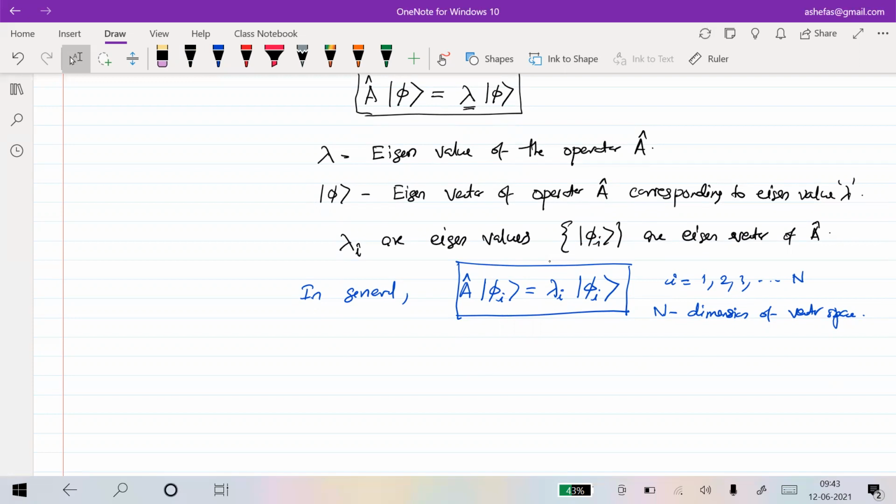Now we have to introduce a concept called degeneracy. It may happen that two different eigenvectors have the same eigenvalue. If that is the case, then we call that eigenvalue degenerate. Okay, so what we have specified now is the eigenvalues lambda 1, lambda 2, lambda 3, etc. up to lambda N, and corresponding to each eigenvalue, eigenvectors phi 1, phi 2, phi 3, etc. up to phi N. Sorry, we have to use capital N.